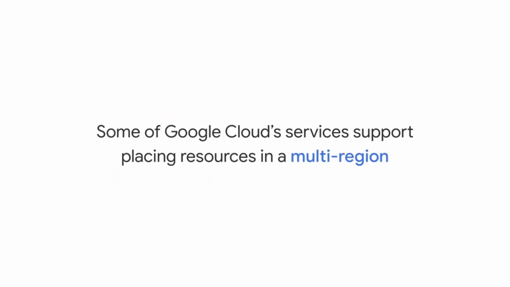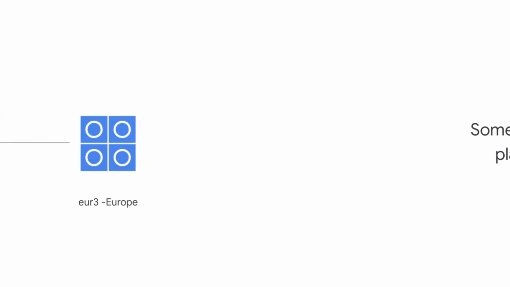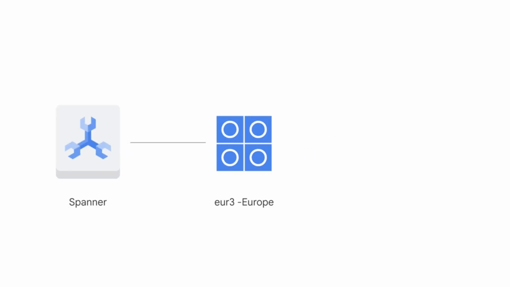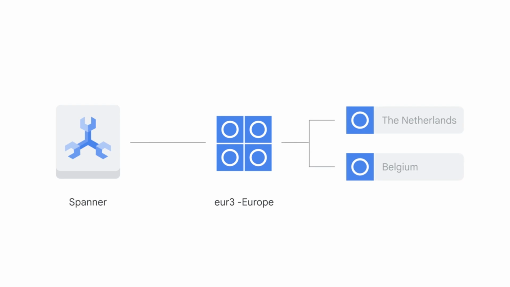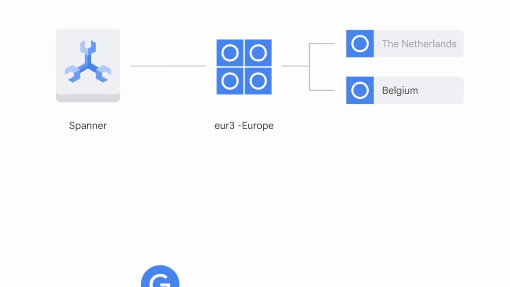Some Google Cloud services support placing resources in what we call a multi-region. For example, Spanner multi-region configurations allow you to replicate the database's data not just in multiple zones, but in multiple zones across multiple regions as defined by the instance configuration. These additional replicas enable you to read data with low latency from multiple locations close to or within the regions in the configuration, like the Netherlands and Belgium.